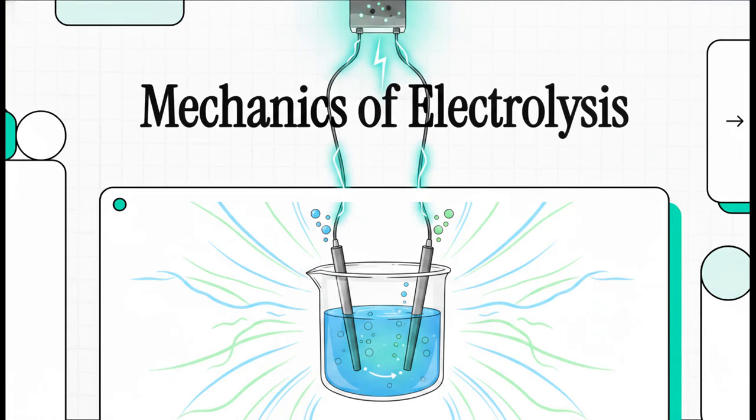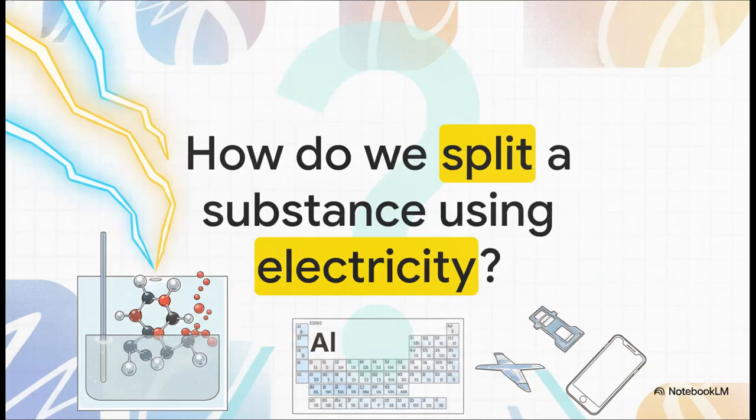All right, welcome to today's Explainer. We're jumping right into one of the absolute coolest and honestly most industrially crucial concepts in all of electrochemistry. Today, we're going to figure out how to literally rip chemical compounds apart. And we're not talking about using brute physical force or just cranking up the heat. No, we are doing it by harnessing the sheer power of an electrical current. So think about it. How exactly do we split apart a substance using just electricity?